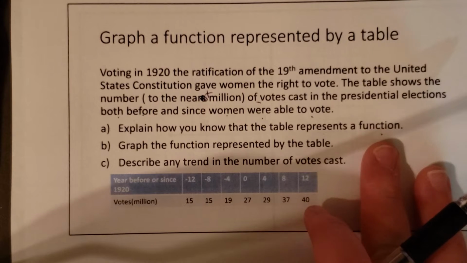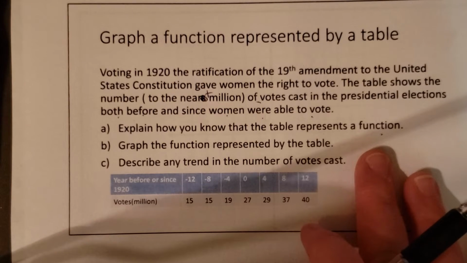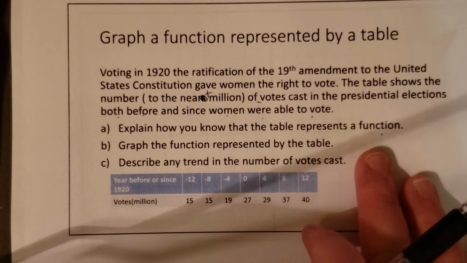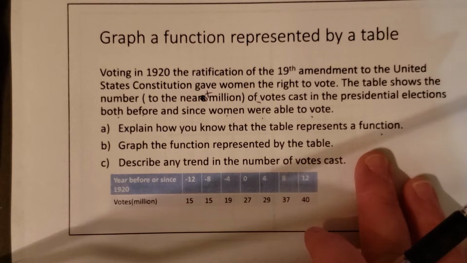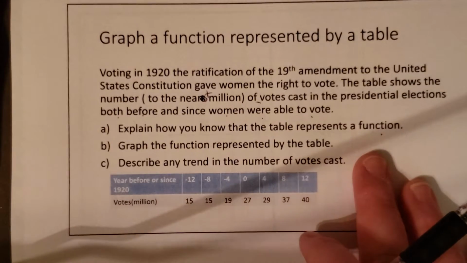So in this problem, we're talking about the 1920 ratification of the 19th Amendment to the United States Constitution, which gave women the right to vote, which I personally think is pretty cool. I can't imagine what the world would be like if women didn't have equal rights. And getting the right to vote is actually pretty awesome and was one step closer for us women to have equal rights. But that's just an opinion.